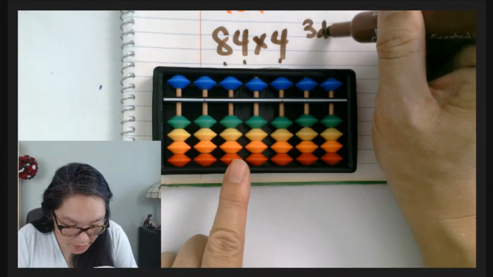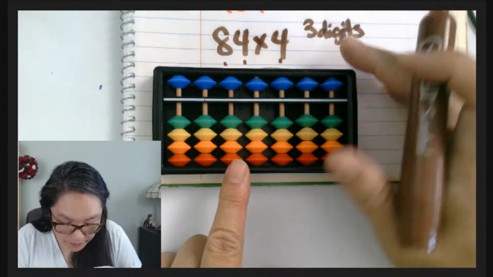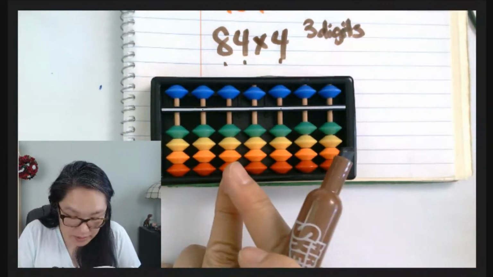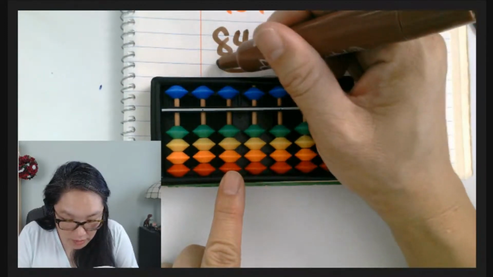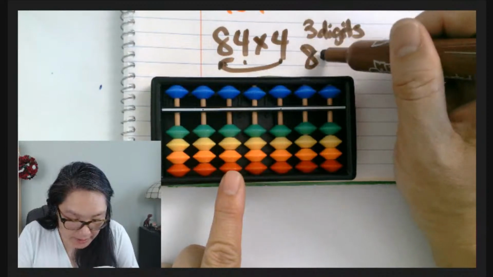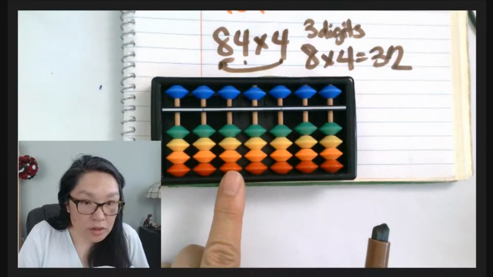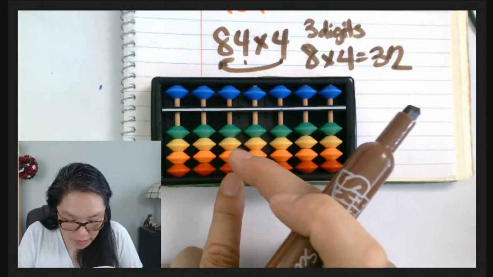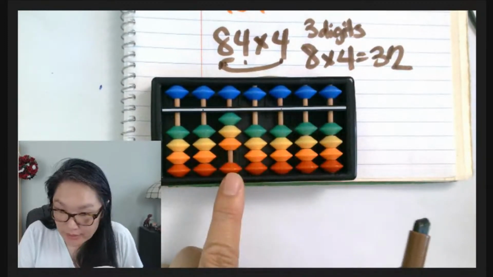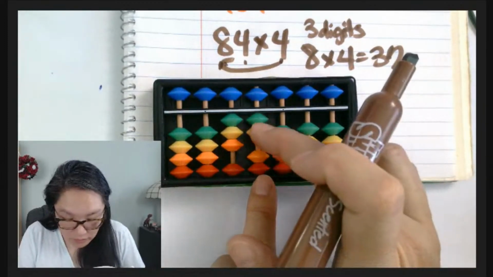We're going to start at the third digit. We're going to start at our hundreds. What's going to happen is we're going to do 8 times 4. 8 times 4 is equal to 32. So I add 30 and then I add 2.